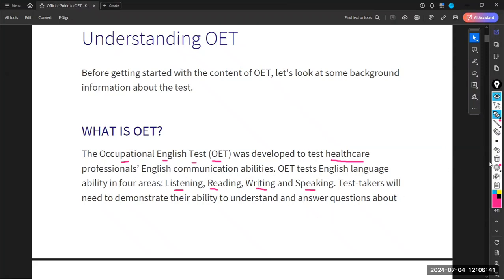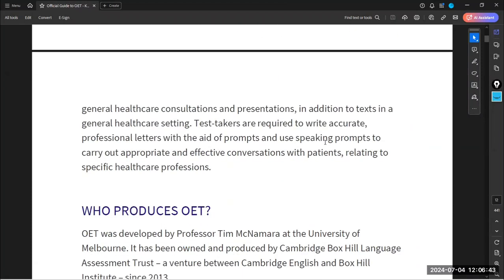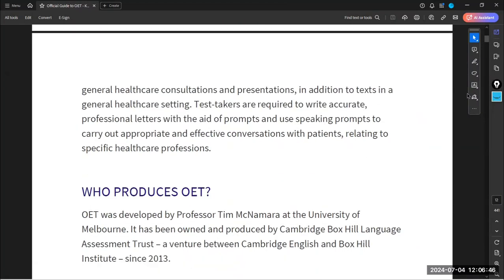Okay. So now let me continue with reading just to discuss again the most important things you need to know. If you notice here, the people who are going to apply for the OET exam are required to write accurate professional letters, not essays like the IELTS exam, with the aid of prompts. Absolutely, the prompts are going to be shown on your screen and you have to write and speak about them.